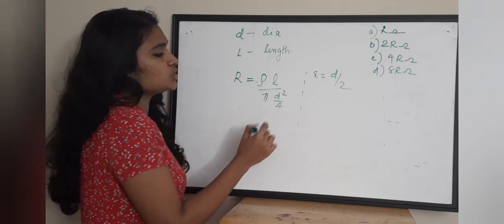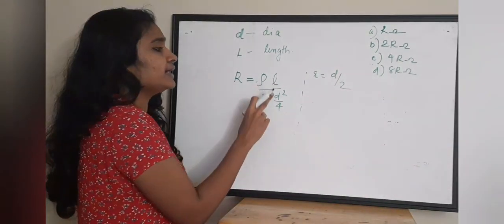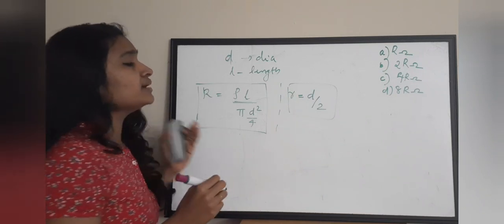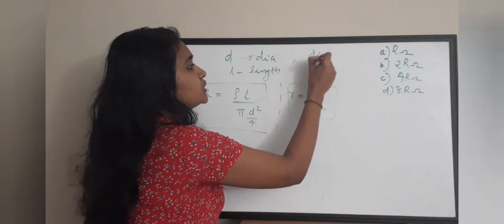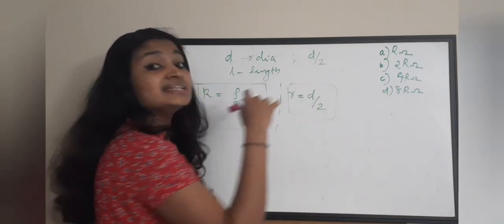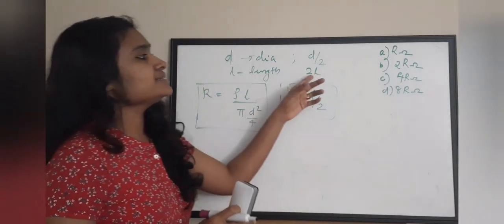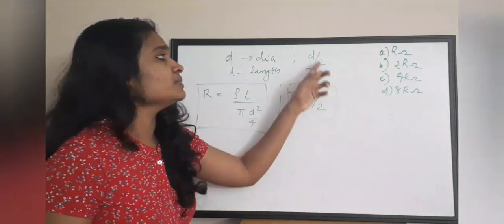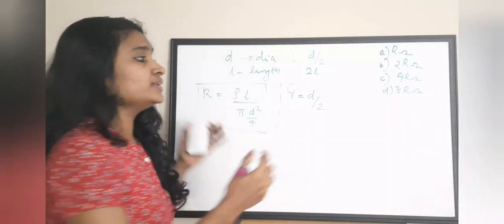So this is the equation to find the resistance of a conductor of length L and diameter d. Now what are they doing? They are reducing the diameter, so the new diameter is d by 2, and the length is increased to 2L. So if the length is increased to 2L and the diameter is reduced to d by 2, then how will this resistance value be affected?